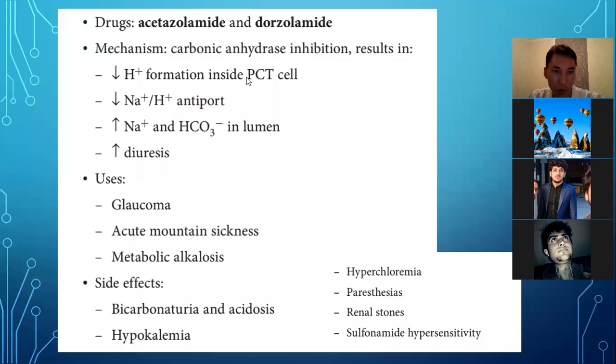here we have hydrogen plus formation going to be decreased inside of the PCT cell. Sodium plus hydrogen plus antiport is going to be also decreased too. Sodium plus ions concentration is going to be increased, and bicarbonate ions are also going to be increased in the lumen part, and diuresis is also going to be increased. Diuresis is a higher amount of urine in the bladder. So uses are for glaucoma, acute mountain sickness, and metabolic alkalosis also too.